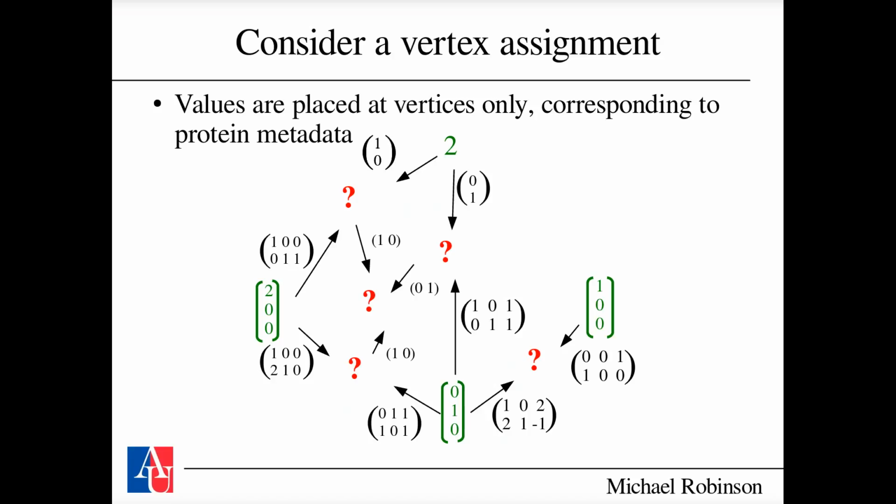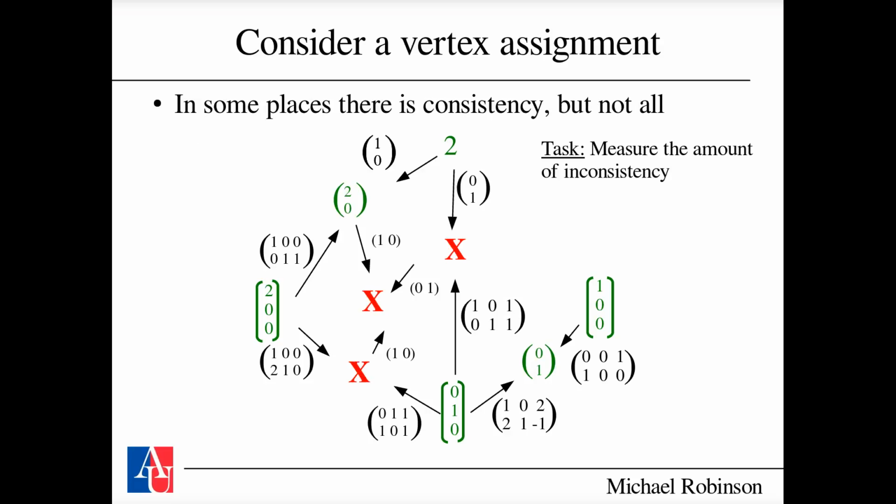Okay, so if I assign data, if I place values at the vertices, and this corresponds to protein metadata, for instance the COGs, the question is: is there consistency? If I can come into one of these red question marks from two different arrows, do I get the same answer following along those restriction maps? Sometimes I do, sometimes I don't. Again, being realistic, I don't usually get the whole thing. I'm going to get something partial like this.